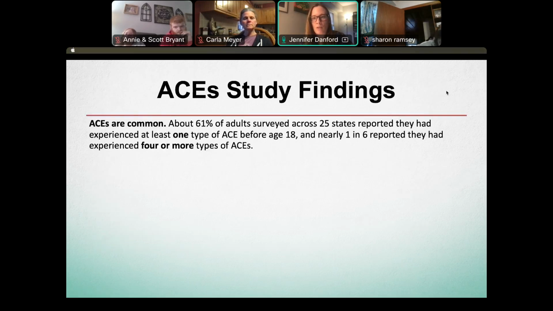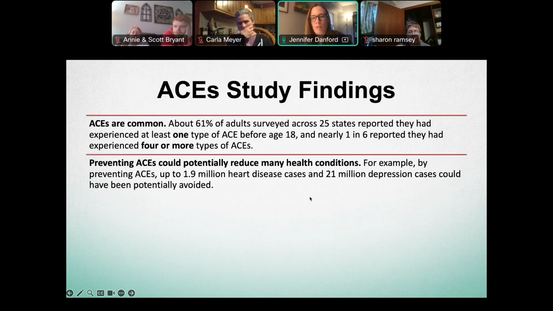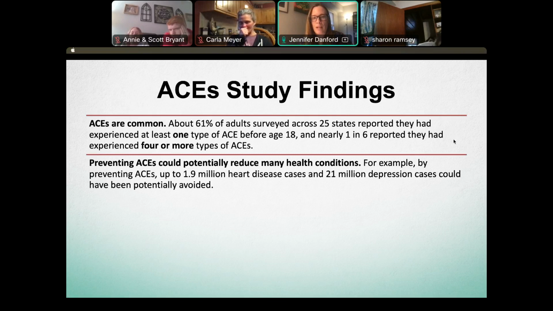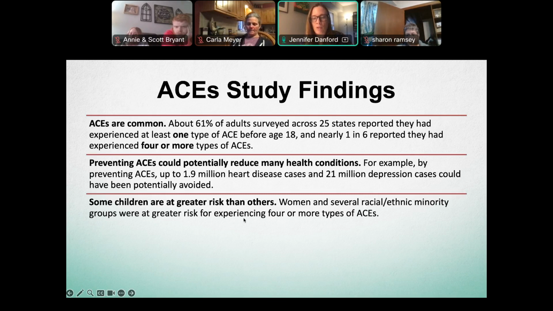Some of these outcomes are that we know ACEs are common. We know 60%, 61% of adults reported that they had at least one ACE. And typically the ACEs are events that happen before the age of 18. So 1 in 6 adults said they had 4 or more ACEs. We know that ACEs are linked to many health conditions, so preventing trauma could reduce that. They are linked to heart disease and depression, which costs us a lot of money and people a lot of heartache.